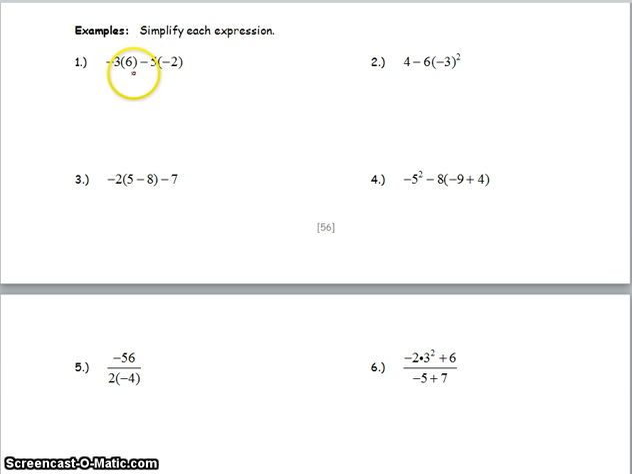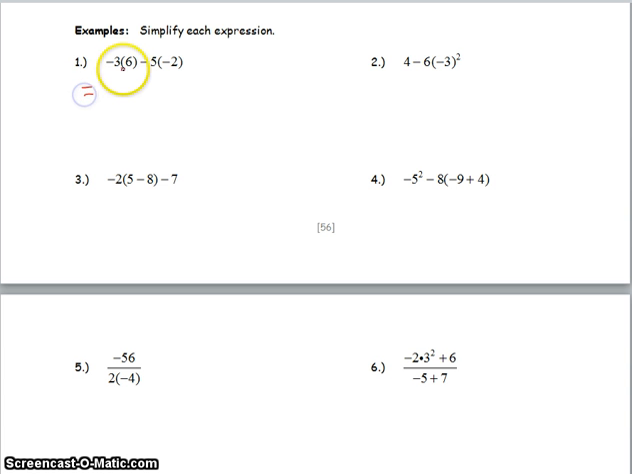So the first thing we do is look inside the parentheses to see if anything can be done on the inside of the parentheses. We cannot do anything else with this 6. We cannot do anything else with this -2. So we're done with the parentheses. Now we look for the exponents. We don't see any exponents. So now we look for multiplication or division. We do have multiplication. So we're going to start with the multiplication.